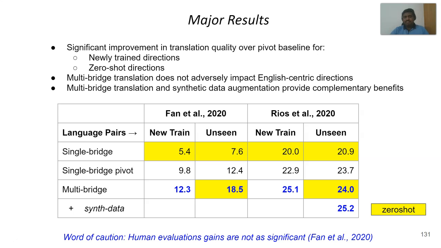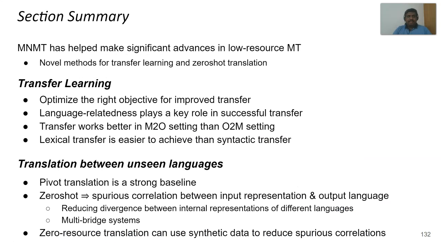And there is really a lack of good evaluation sets in many of these non-English directions. So there's a word of caution to be taken when you look at these results. So with this, we conclude this look at the section on low resource translation with MLMT.